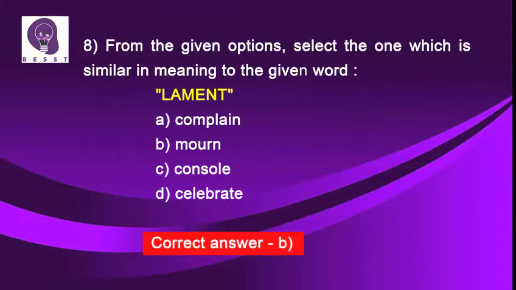Now let us proceed to question number 8. From the given options, select the one which is similar in meaning to the given word. The word that is given is lament. Now what does lament mean? Lament means cry or mourn. The options that are given: option A, complain, option B, mourn, option C, console, and option D, celebrate. Now lament means cry, and from these four options, option number B, mourn, has the same meaning. So option number B will be correct for this question.